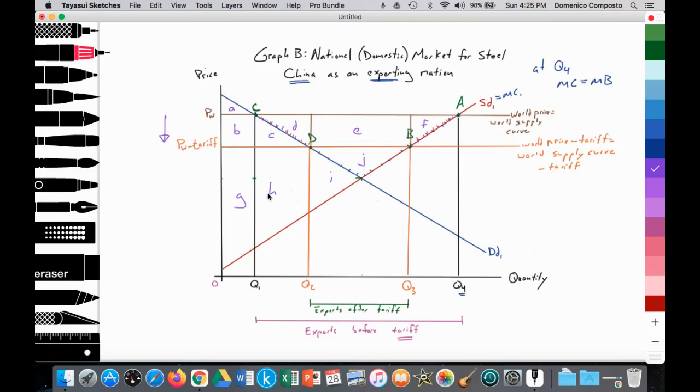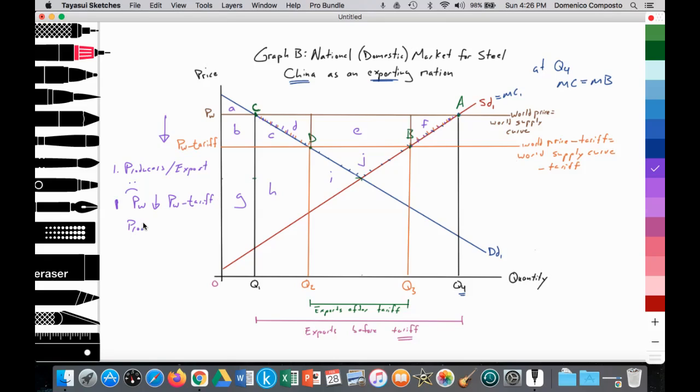So let's first take a look at Chinese producers, or the exporting nation as a producer. So number one, producers, as exporting, producing firms. All right, they are worse off with the tariff. Why? Because the price received falls from PW to PW minus tariff. And that reduces the producer surplus.